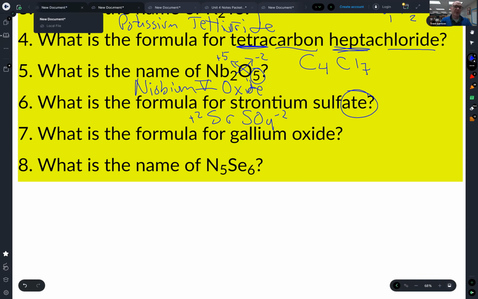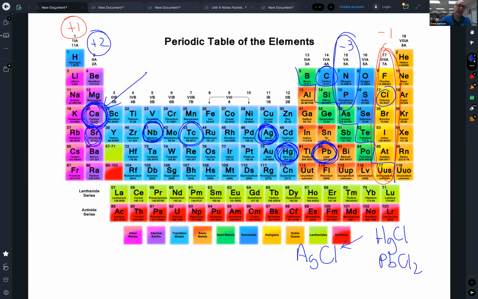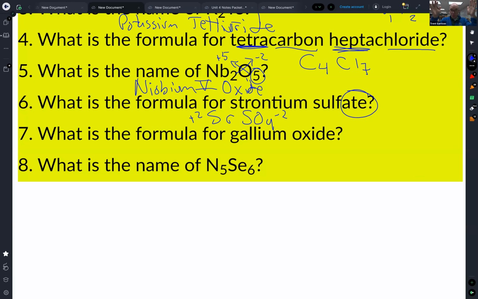Oh, and by the way, how did I know that strontium has a charge of +2? It's in the second column, right below calcium. All elements in the second column have a charge of +2. I have two particles that have an equal and opposite charge. So you could crisscross them down, but you should just notice that they get canceled. I could put parentheses around it if you want. It's balanced out.